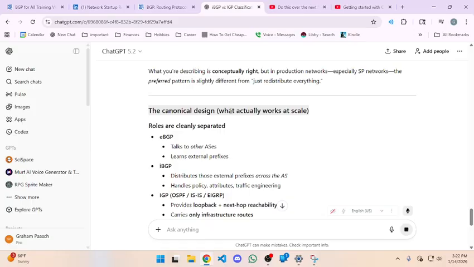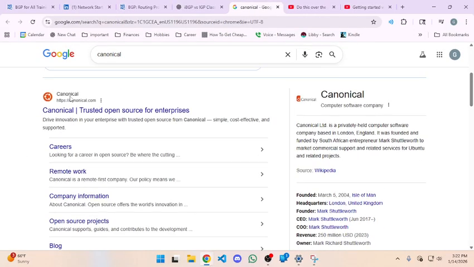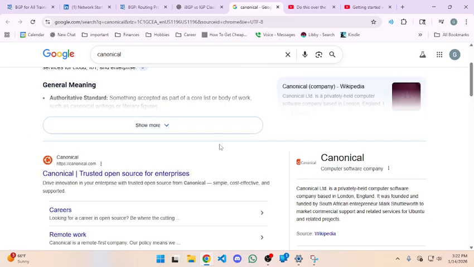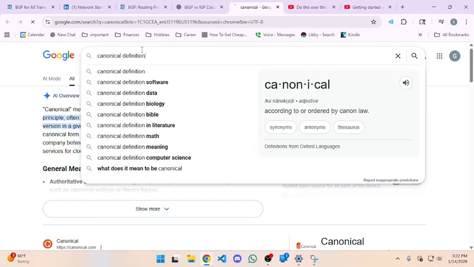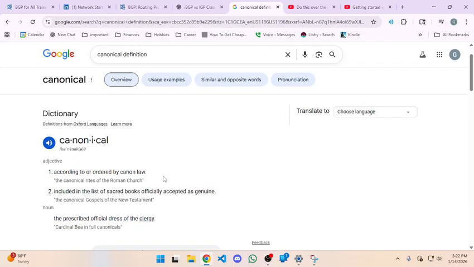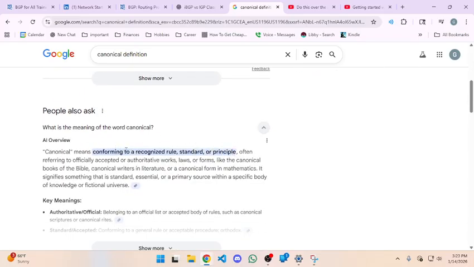So the canonical design. Canonical is a great word. It's the name of a company, the company that does Ubuntu, but the basic definition of the word is included in a list of sacred books officially accepted as genuine. It's something that is the agreed upon, recognized rule, standard, or principle.